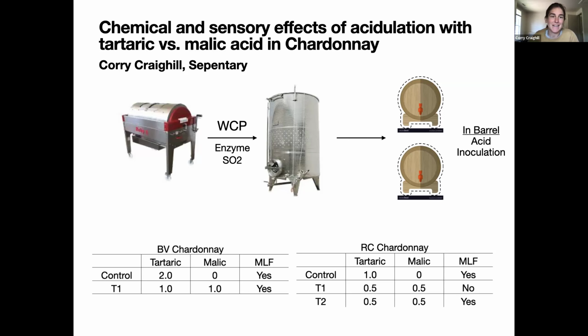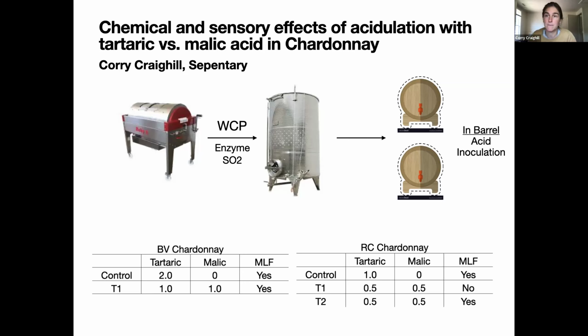malo. And then on the Blenheim, I didn't have as much to experiment on, so we did the same rate of acid. It was a little bit higher rate at 2 grams per liter. So one barrel got the 2 grams per liter of tartaric, and one barrel got 1 and 1 gram malic, a 50-50 malic tartaric split, and they both went through malolactic fermentation.